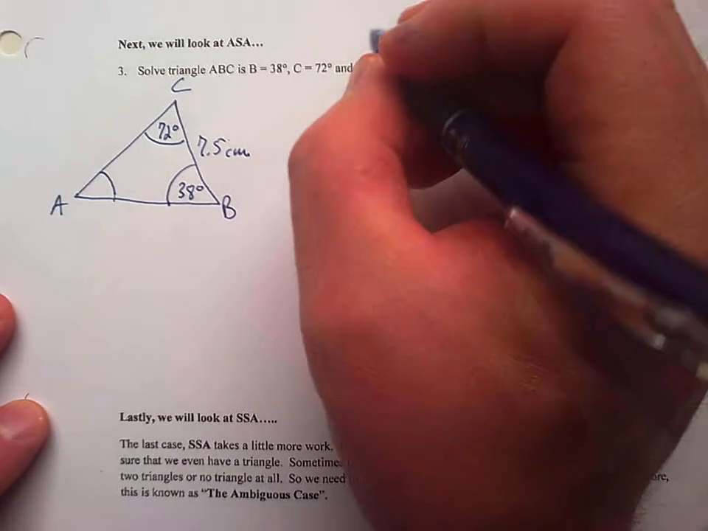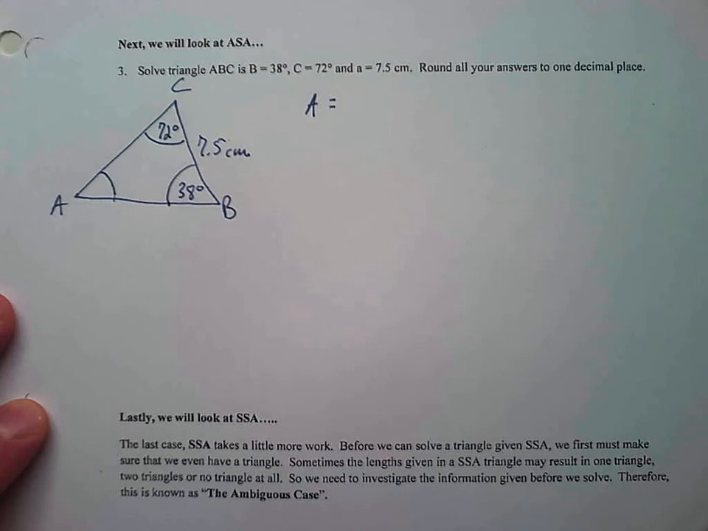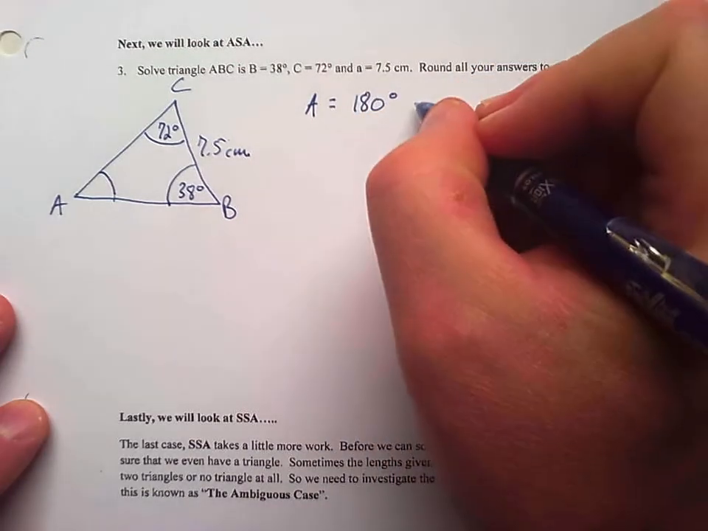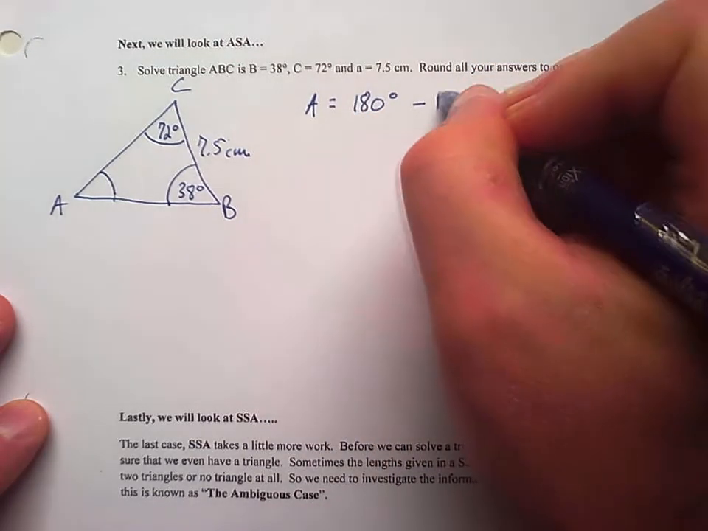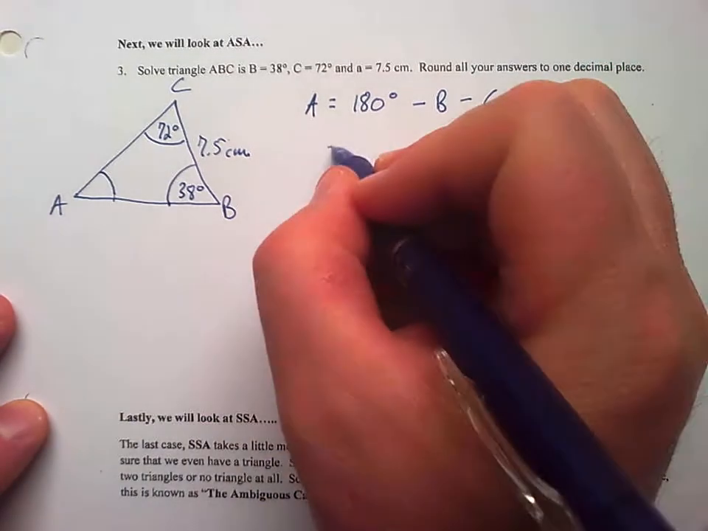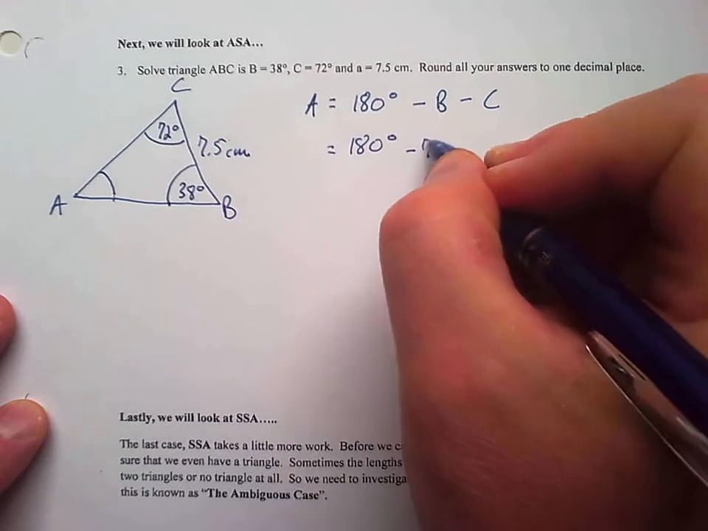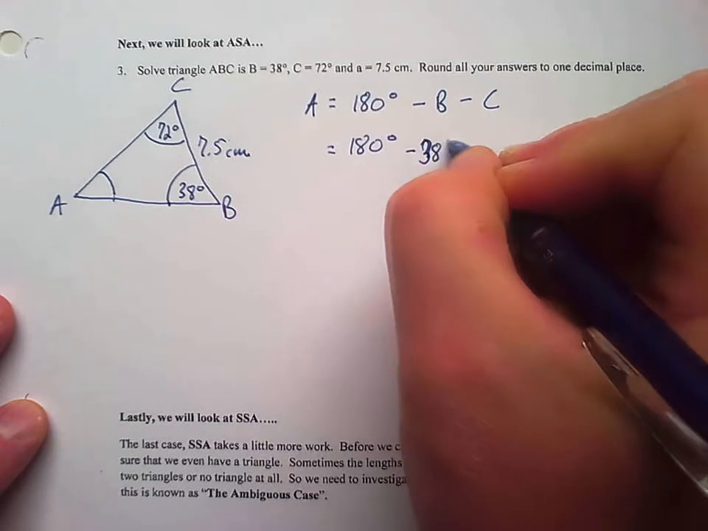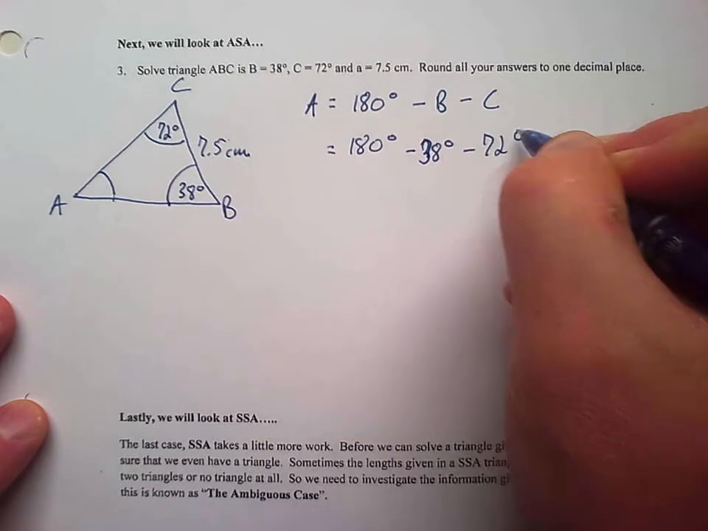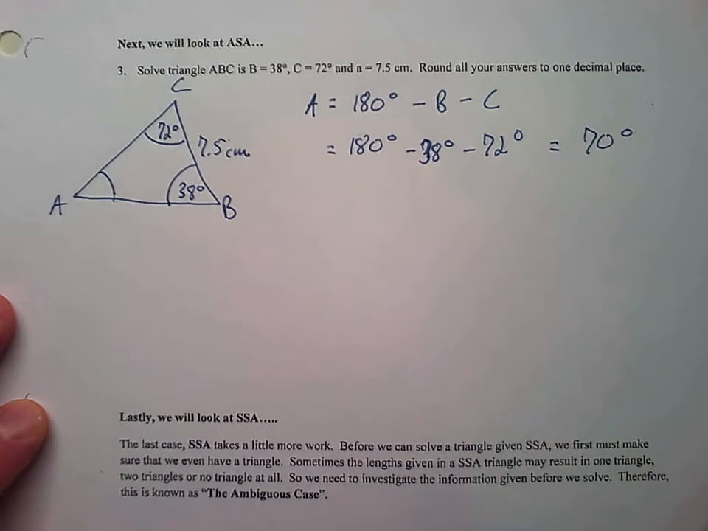Just like we did before, we'll solve the easiest piece of information first, and that is angle A. We can take 180 degrees and subtract B and C from it. So we'll have 180 degrees minus 38 degrees minus 72 degrees. So angle A is going to be equal to 70 degrees.